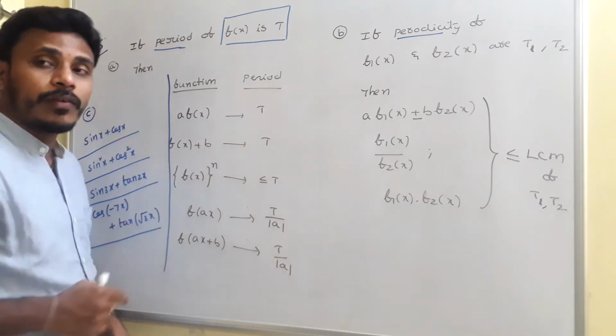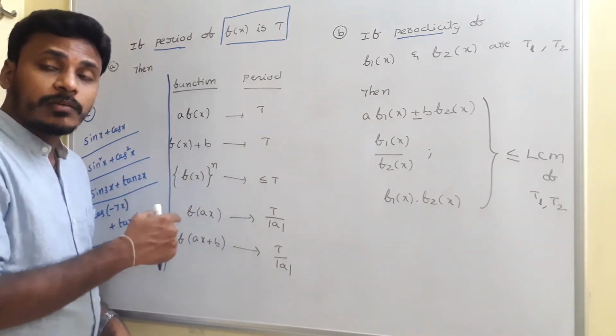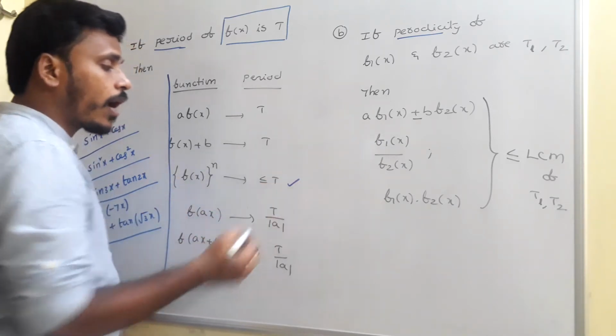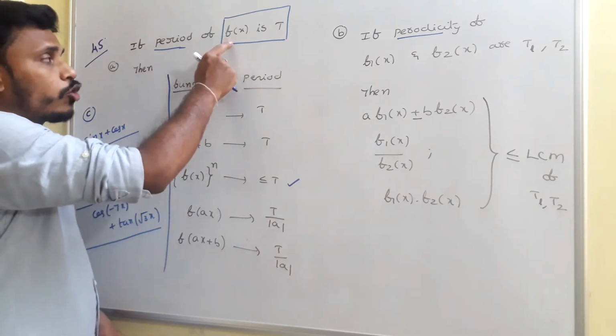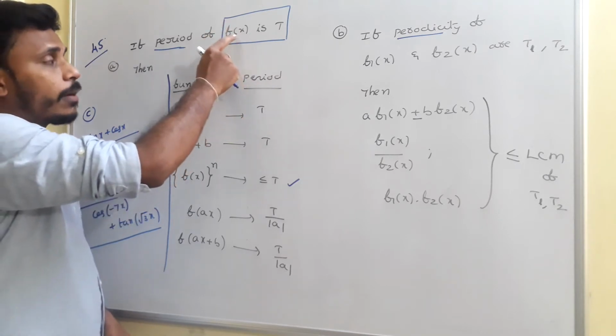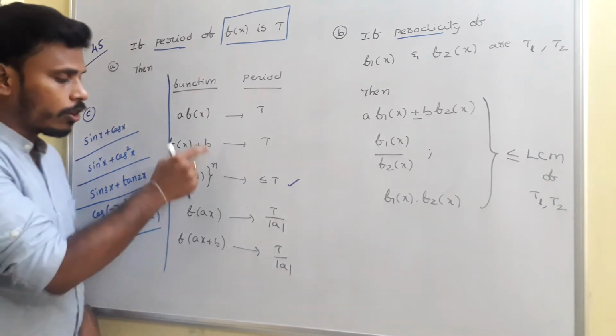Whereas f of x power n, see for f of x power n, the periodicity is either T or less than T. In some cases it is T, and in some cases the periodicity is less than T, okay? So you need to memorize this period of f of x as T. Based on the period of f of x as T, I am just mentioning the periods of all these things.